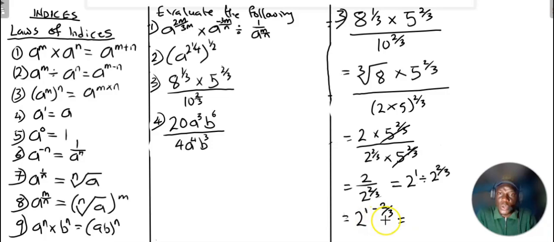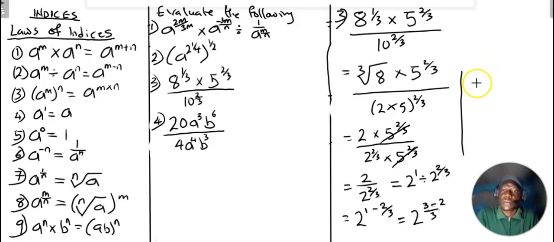If you have to solve that, you use the LCM. 1 is the same as 1 over 1. So the LCM of 1 and 3 is 3. So this is going to be 2 raised to the power, LCM here is 3. 3 in 3 is 1, 1 times 1 is 1. 3 in 1 is 3, 3 times 1 is 3. 3 minus 2 will give you 1. So 2 raised to the power 1 over 3. And this is our final answer.